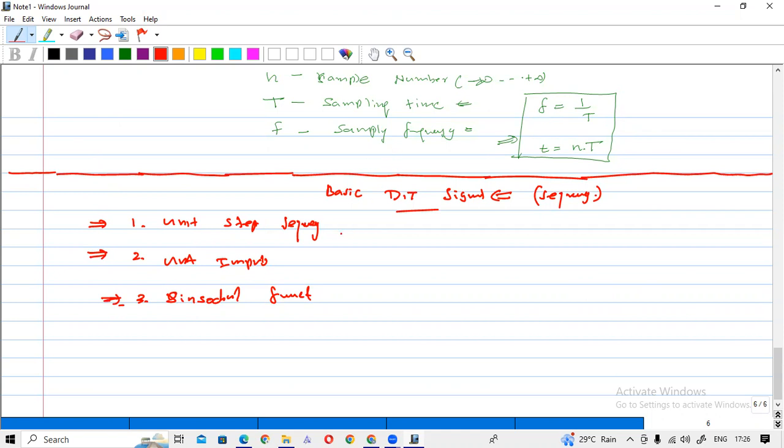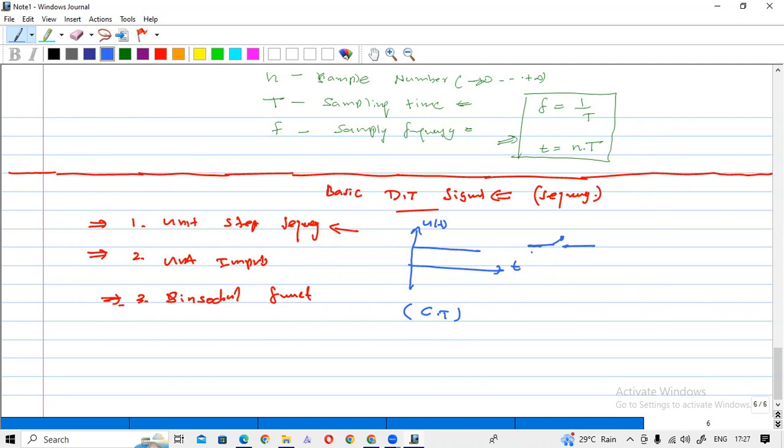First we take the unit step sequence. I think you know the continuous time unit step signal. You already know it. So this is t. This is the continuous time unit step signal. Then it comes to discrete. That means you have to discretize this. That means you have to sample this.